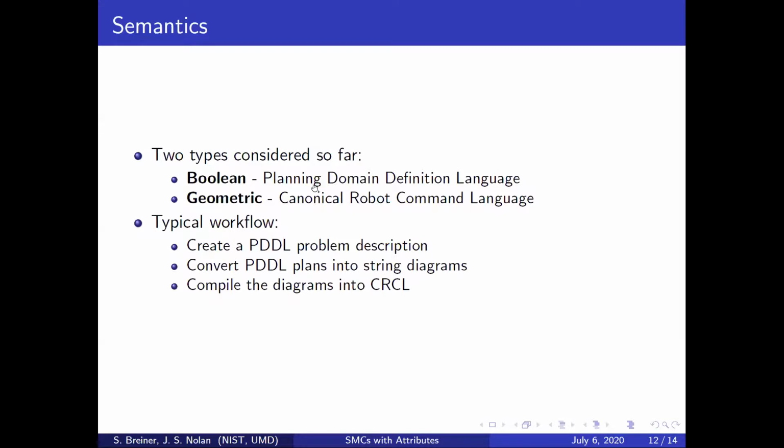So the PDDL specification might be something high level, like tell the robot to move to this location, whereas the CRCL specification would be something like tell the robot to rotate its arm joint by 30 degrees in this direction.